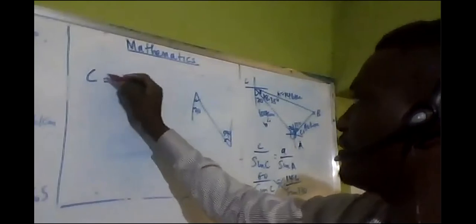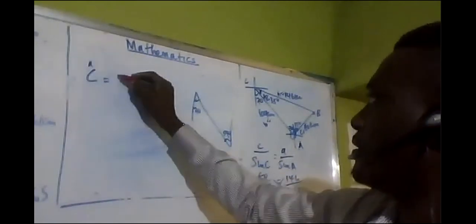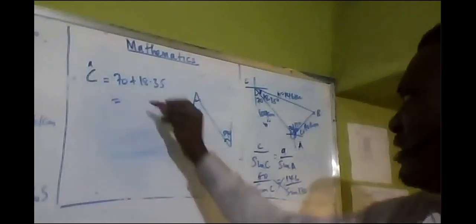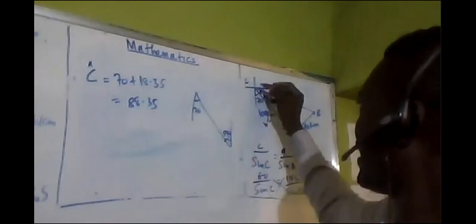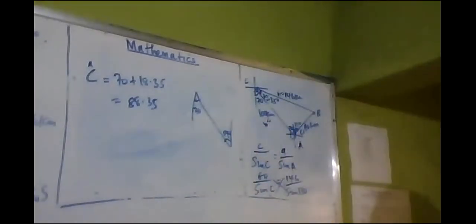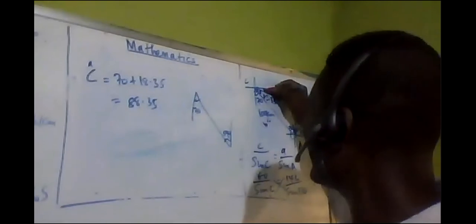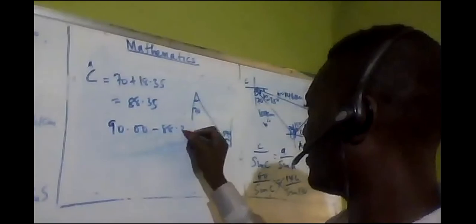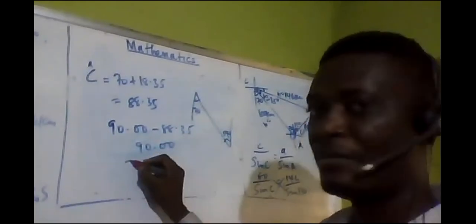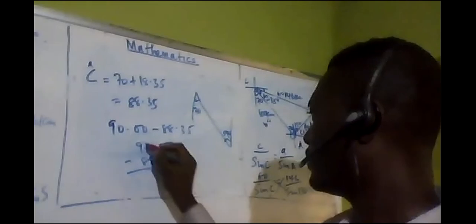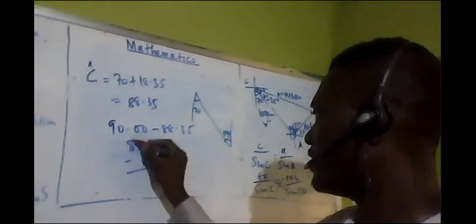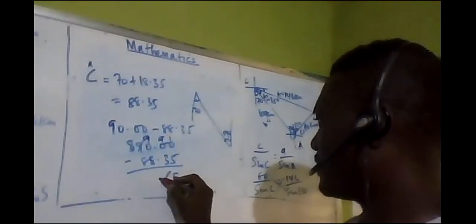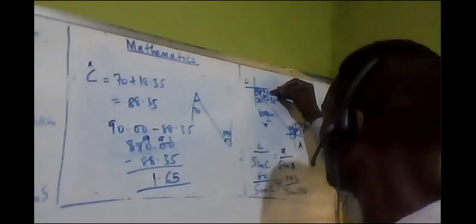So that angle C is 70 plus 18.35, which gives us 88.35. Now, everything here is 90, right? So let's subtract from 90 to get this smaller part. So 90.00 minus 88.35 is 1.65. So this very small angle is 1.65.